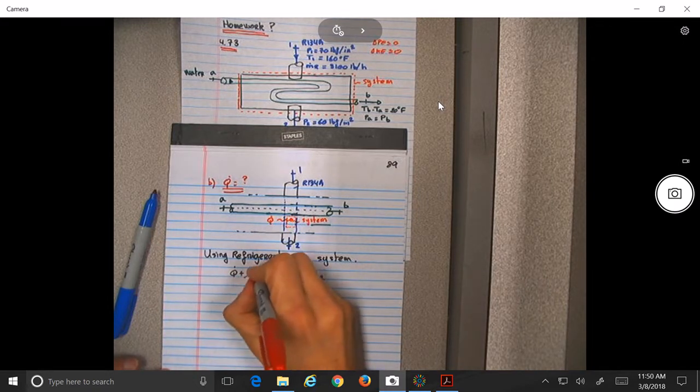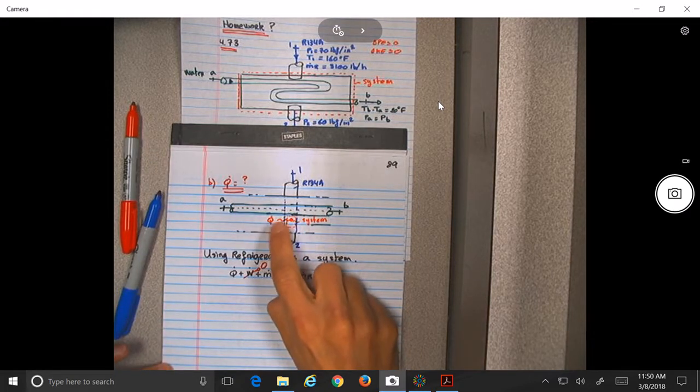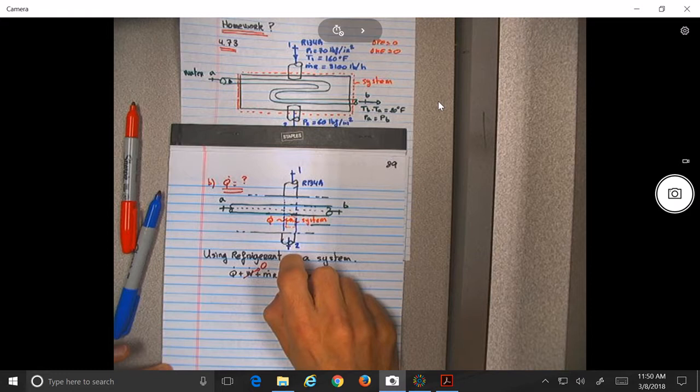No. But we know that either the refrigerant is going to gain or lose heat, no? Yeah? If it's positive, it will be heat going in. If it's negative, it will be heat coming out.